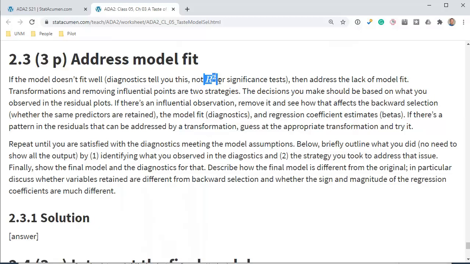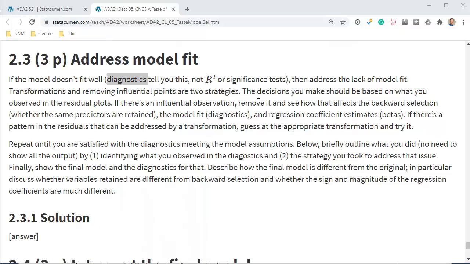I do make a point here that model fit is not about R squared, right? R squared is the proportion of variability that we can explain in the response variable with the model. And that's important for prediction, but it doesn't tell you that the model fits well. The only thing that tells you model fit well is about the model assumptions. All right, transformations and removing influential points are two strategies that we can use here to assess lack of fit. Now, the only real issue that I see is about observation 506.